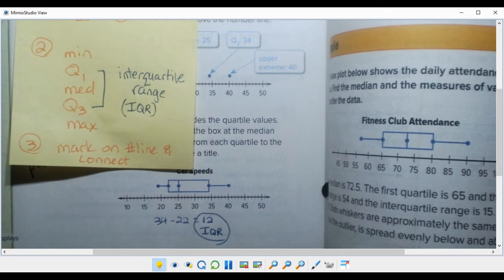Now, what does that tell us? It tells us that 50% of our information is 12 miles an hour apart. It gives us an idea of how spread out the information is. If the box was smaller, our IQR would be smaller. If the box is wider, the IQR would be bigger. It doesn't worry about extremes. It doesn't worry about potential outliers. It worries about a bulk of the information. Maybe you use the word typical.